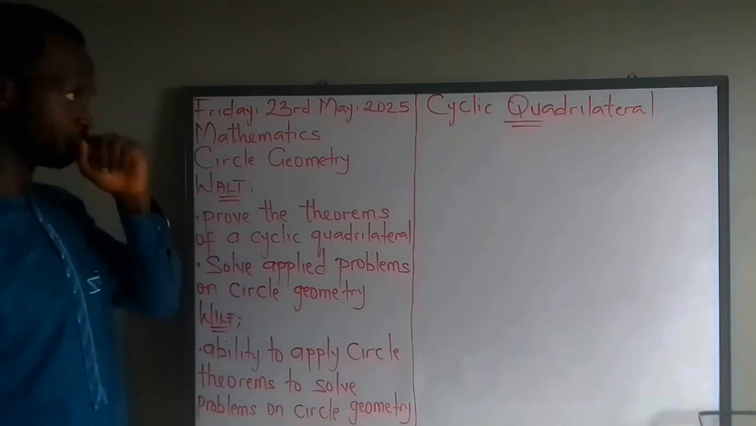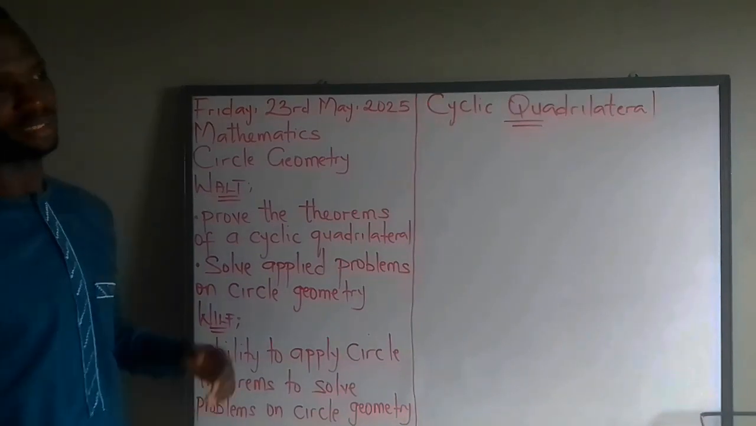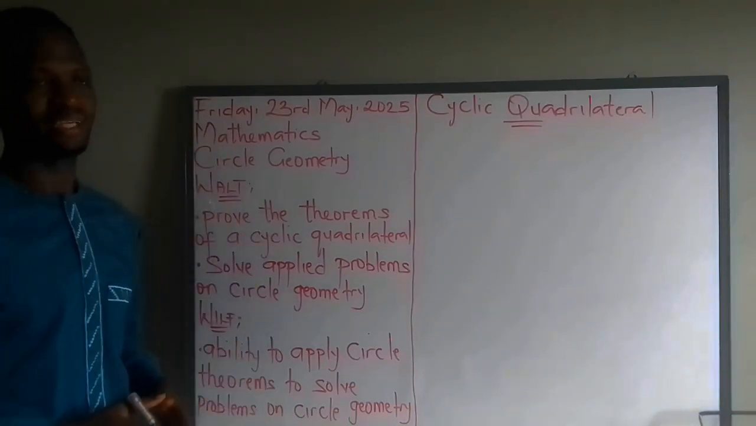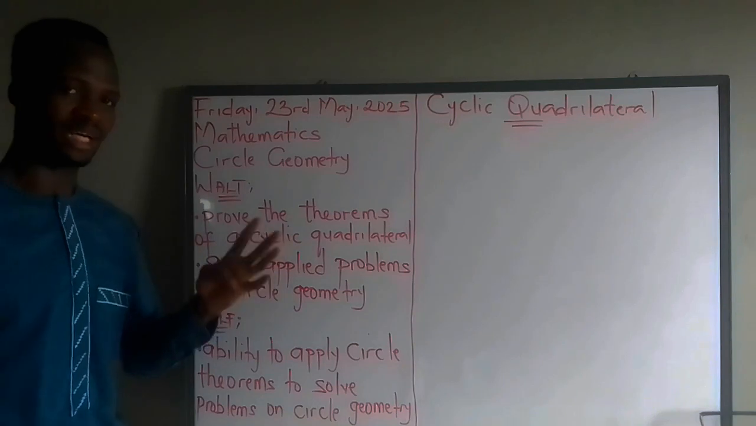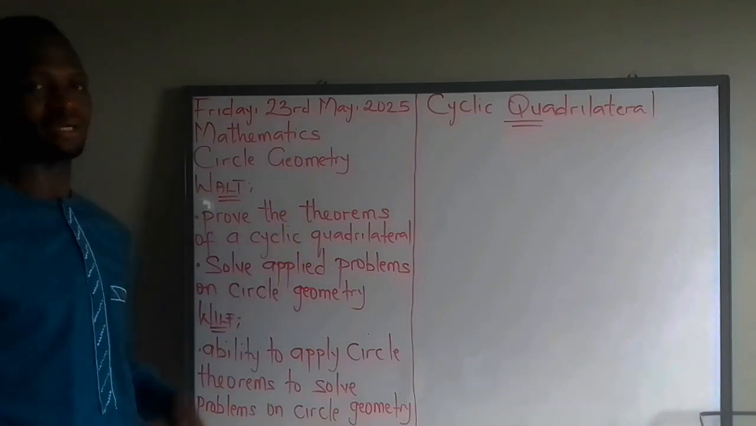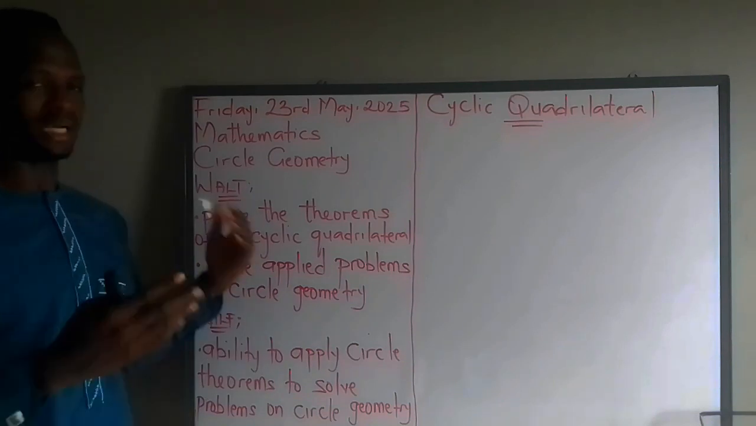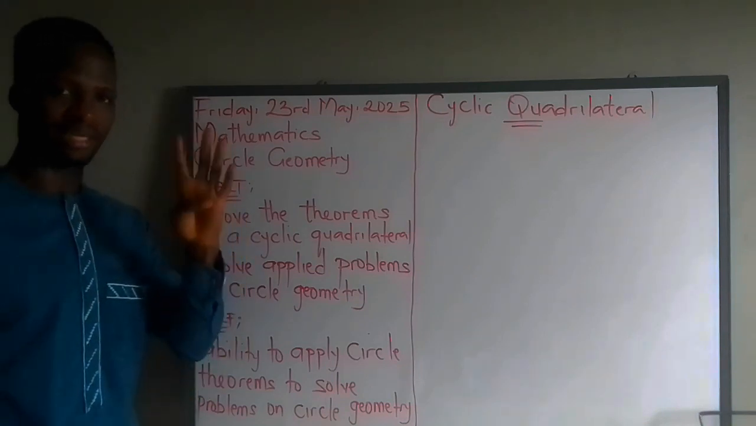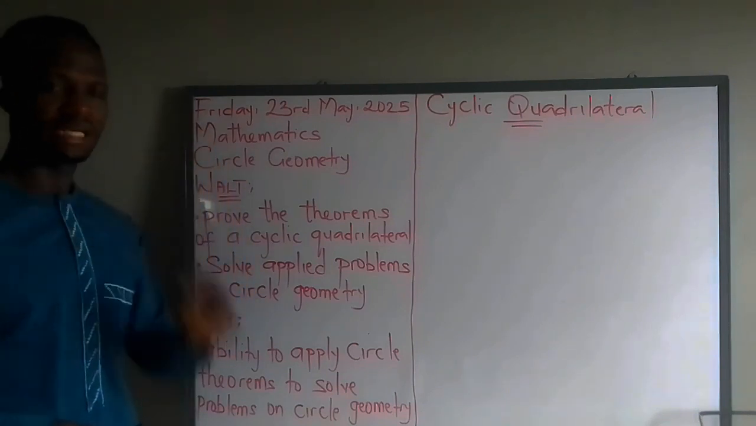So first, what is a quadrilateral? A quadrilateral simply refers to a figure or a shape with 4 sides. Any polygon that has 4 sides is called a quadrilateral. Examples: square, rectangle, rhombus, parallelogram. Those are examples of quadrilaterals. So any polygon that is bounded by 4 sides is called a quadrilateral.